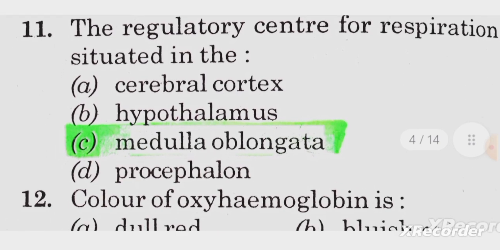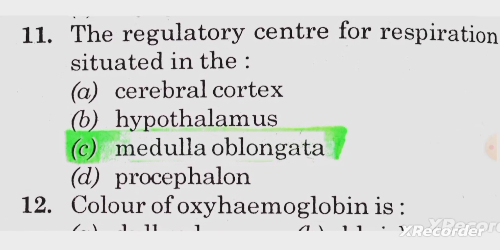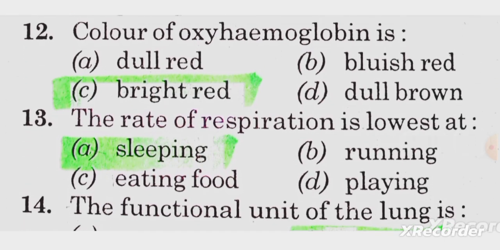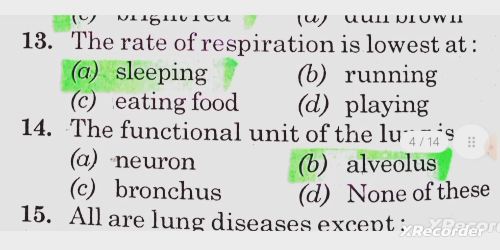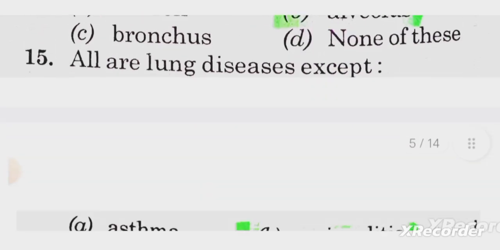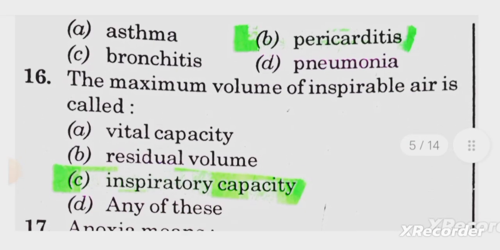Next, 11. The regulatory center for respiration is situated in the answer C, medulla oblongata. Next, 12. Color of oxyhemoglobin is answer C, bright red color. Next, 13. The rate of respiration is lowest at answer A, sleeping. Next, 14. The functional unit of the lung is answer B, alveolus. 15. All are lung diseases except answer B, pericarditis.